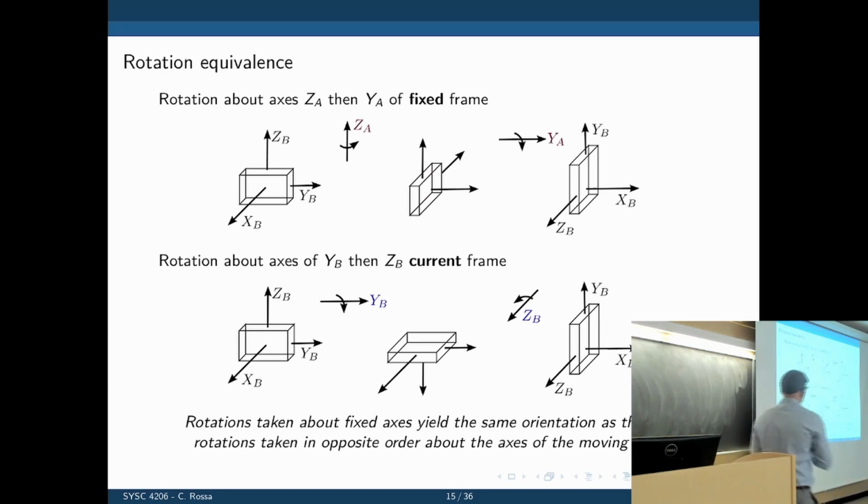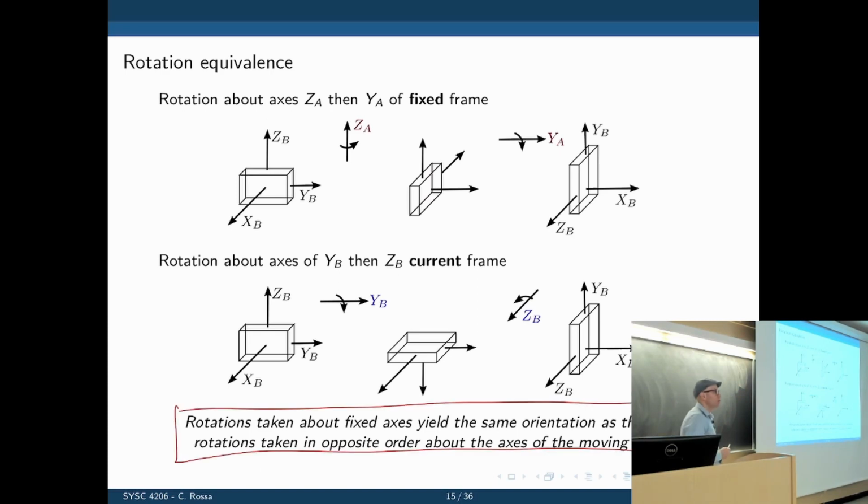So this is to say that rotations taken about a fixed axis yield the same orientation as the same rotations taken in opposite order about the axes of the moving frame. So all that to reach this conclusion here: if you rotate one way with respect to a fixed reference frame, and you reverse the order but do the rotations with respect to the moving reference frame, then you reach the same orientation. Is that intuitive? Not at all, at least for me. But, well, it works.